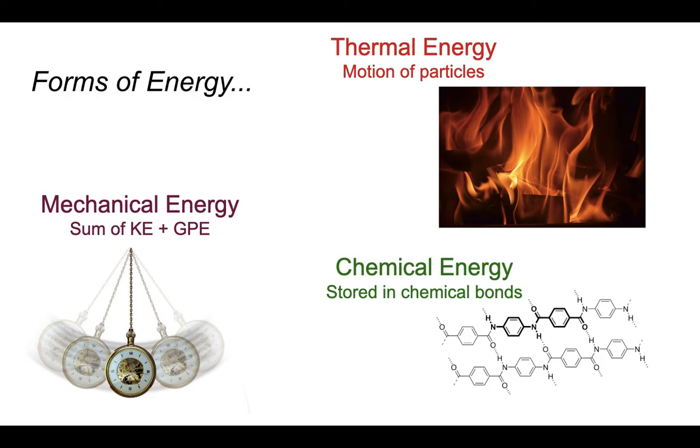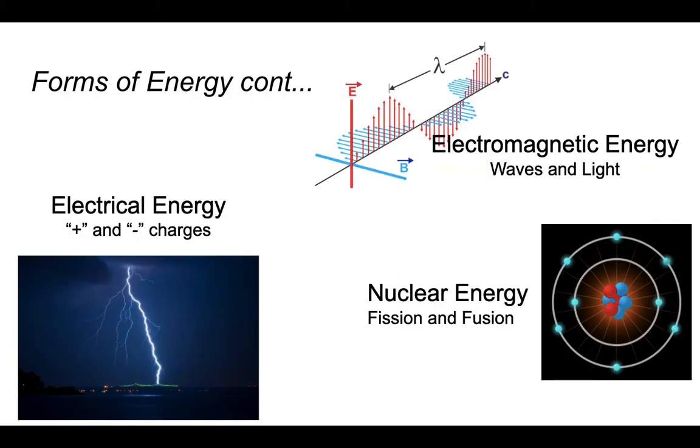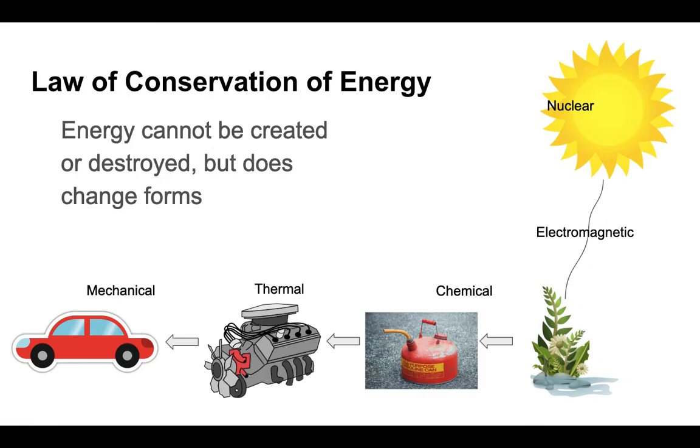Chemical energy stored in the chemical bonds of things. We've learned about electromagnetic waves, electromagnetic energy. Electrical energy we're going to spend a lot more time with here in the next unit. And nuclear energy we should be pretty familiar with as well. And then we learned about the law of conservation of energy, and that energy just doesn't stay in one form, but it's going to change form. But in the process, the total amount remains consistent. We don't create or destroy the energy.